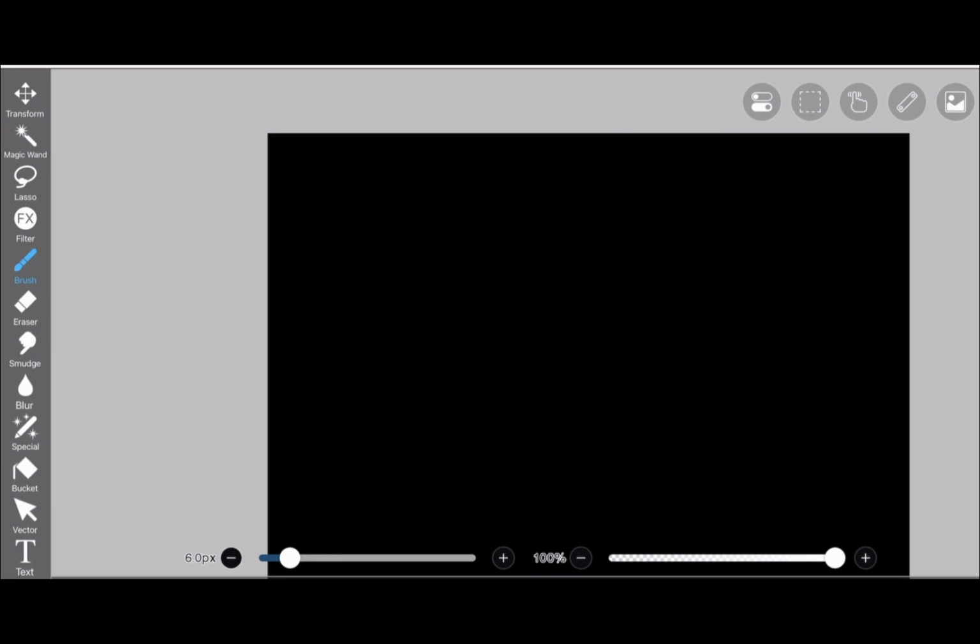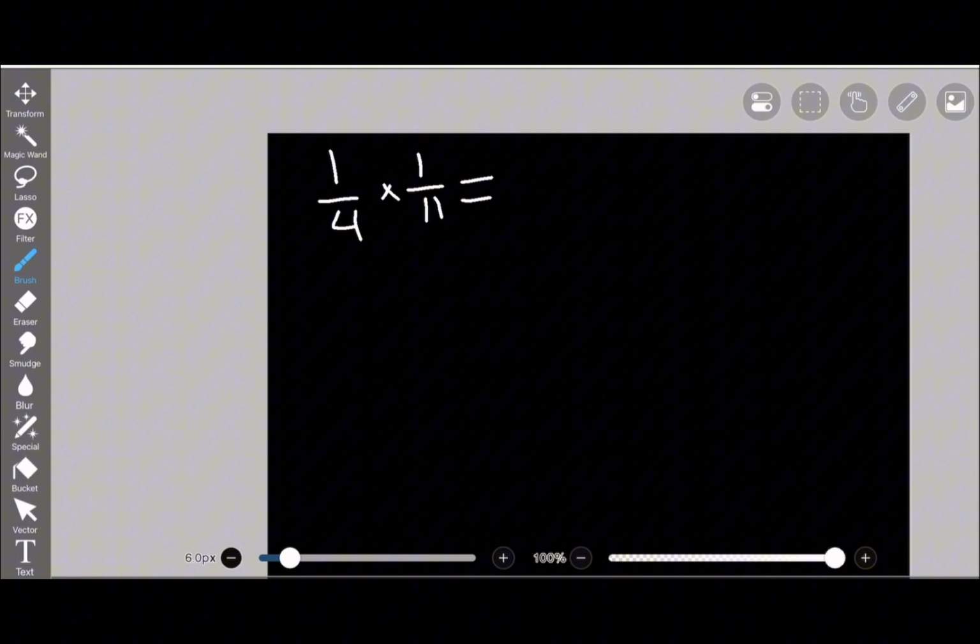And today we're going to be talking about how to multiply fractions. So first, let's start off with a pretty simple problem, which is 1/4 times 1/11. Now, this may seem a bit difficult when you first look at it at a glance, but if we break this down, it can be a very simple problem.